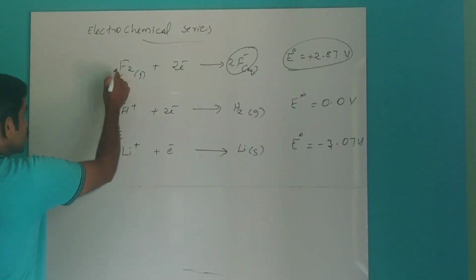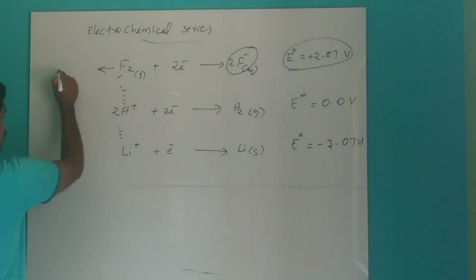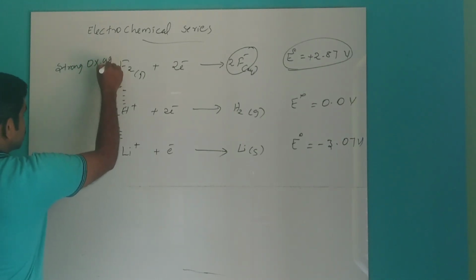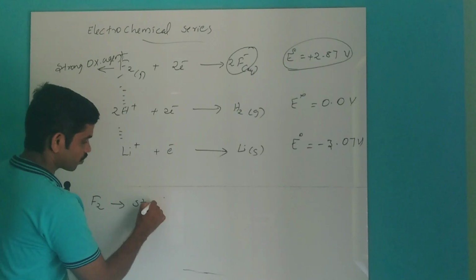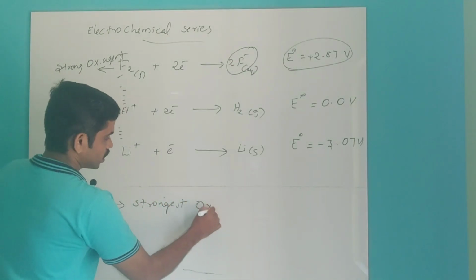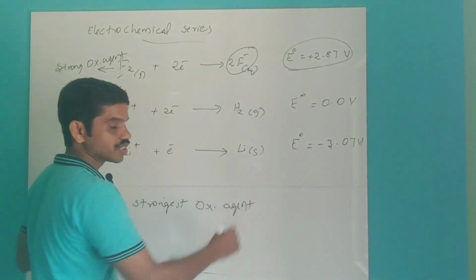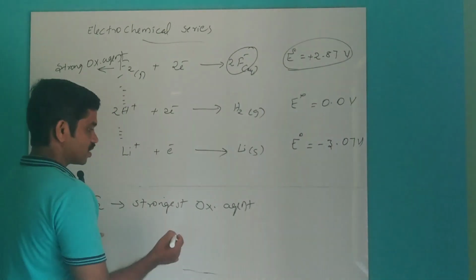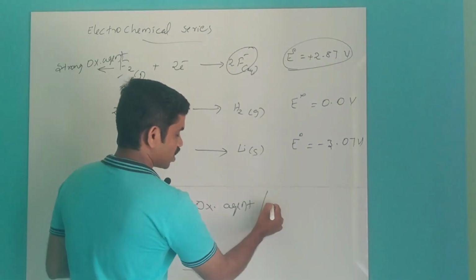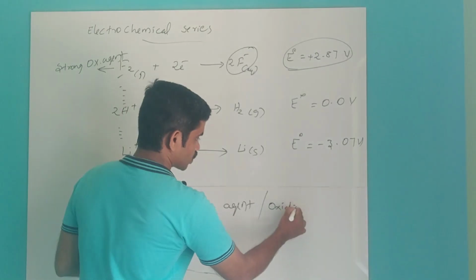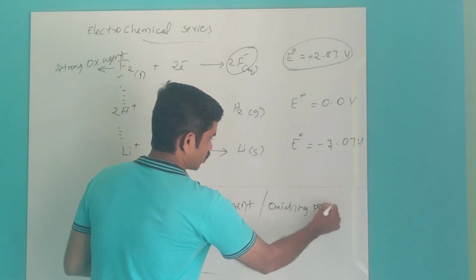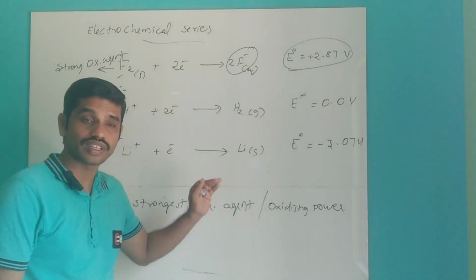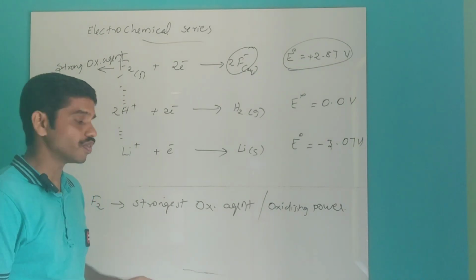That means you can tell F2 is a very good, strong oxidizing agent. Strongest oxidizing agent because it wants to undergo reduction. Or you can tell that it has very high oxidizing power. It is the strongest oxidizing agent, it has great oxidizing power.